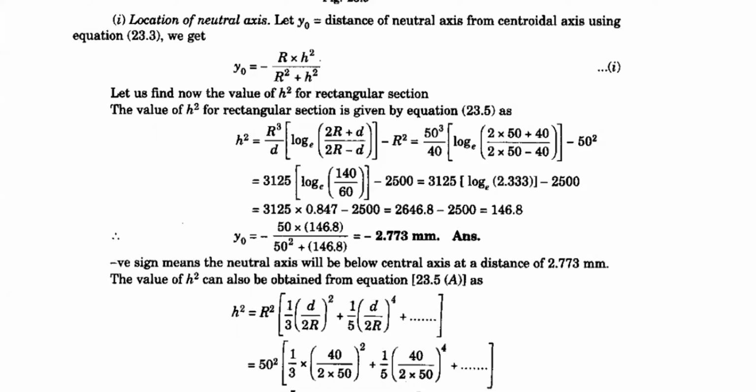Please identify equation 23.3 on that particular case. At page number 8, especially, you have the position of neutral axis. The statement is there: position of neutral axis. Let y dash be the distance of the neutral axis from the centroidal axis. Have you identified or observed it?